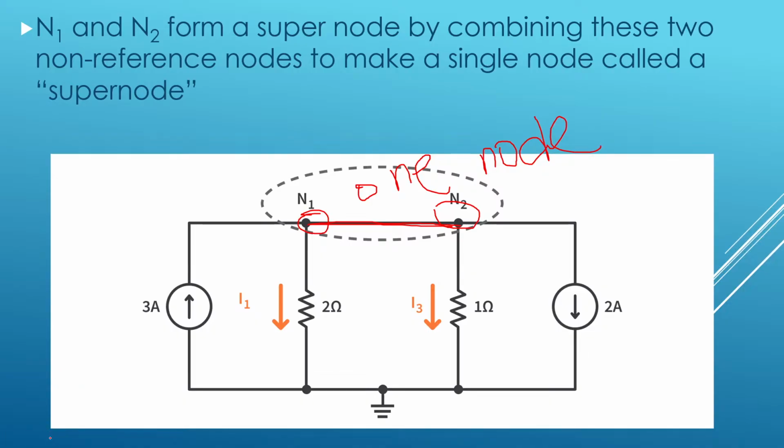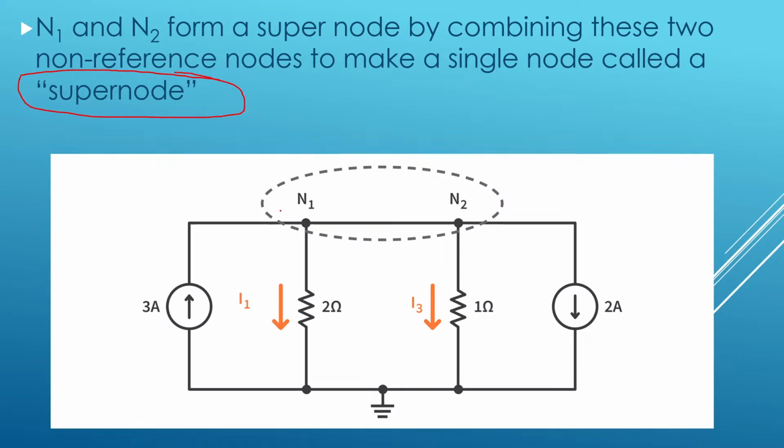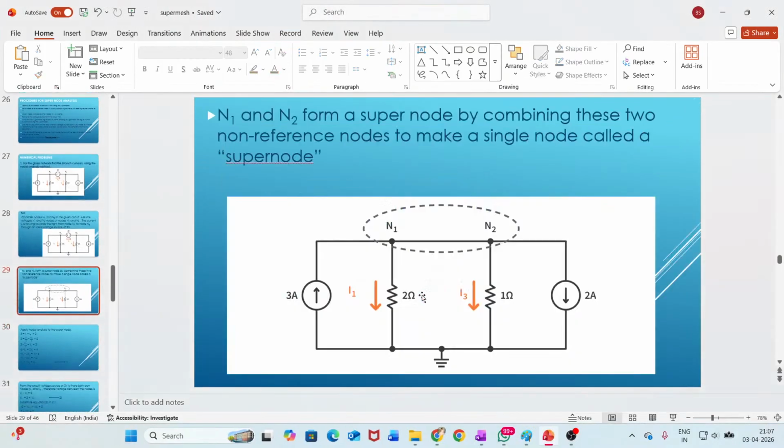Why are they becoming one node? Because here you have short circuited the voltage source between node 1 and node 2. If you remember, for super mesh analysis we open circuited the current source; in supernode analysis we short circuit the voltage source between two nodes. So N1 and N2 you can call a super node. They are not two nodes now, they are a single node, known as the super node. Now this is our modified circuit. Let me copy this in the next slide.